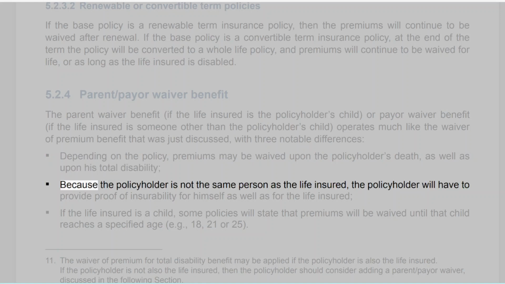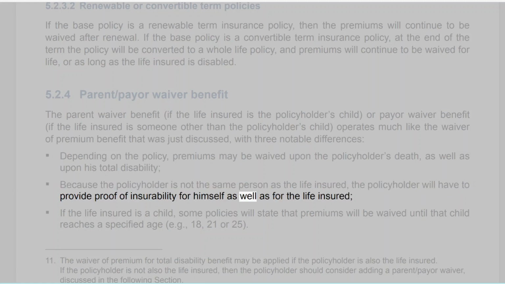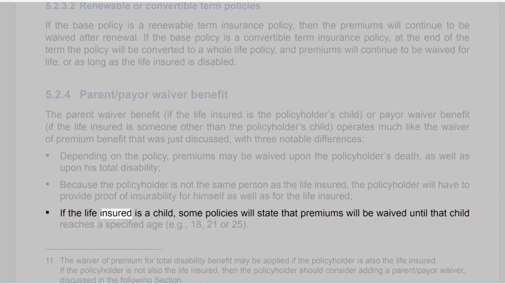Because the policyholder is not the same person as the life insured, the policyholder will have to provide proof of insurability for himself as well as for the life insured. If the life insured is a child, some policies will state that premiums will be waived until the child reaches a specified age, example 18, 21 or 25.